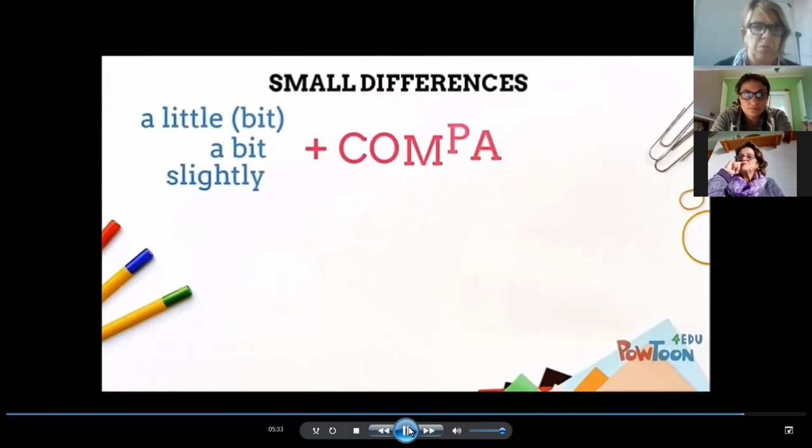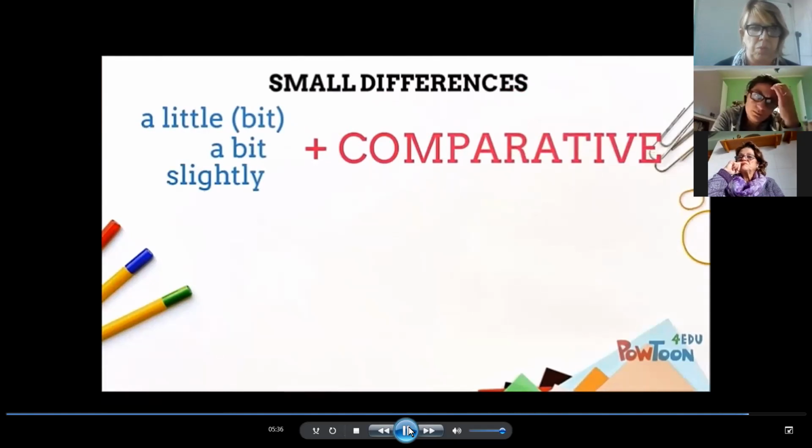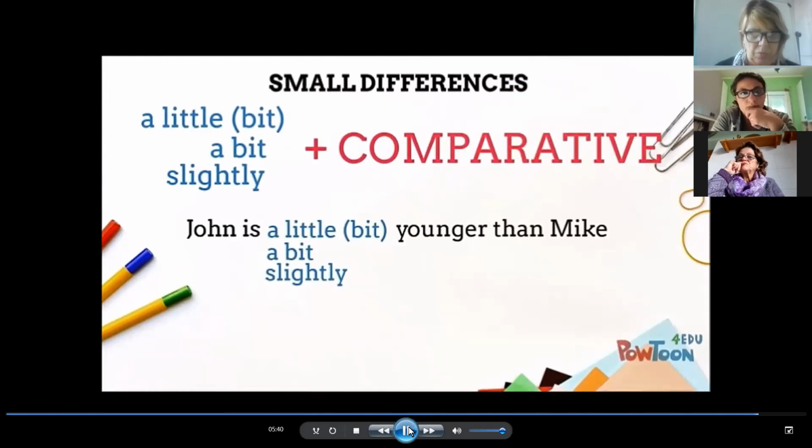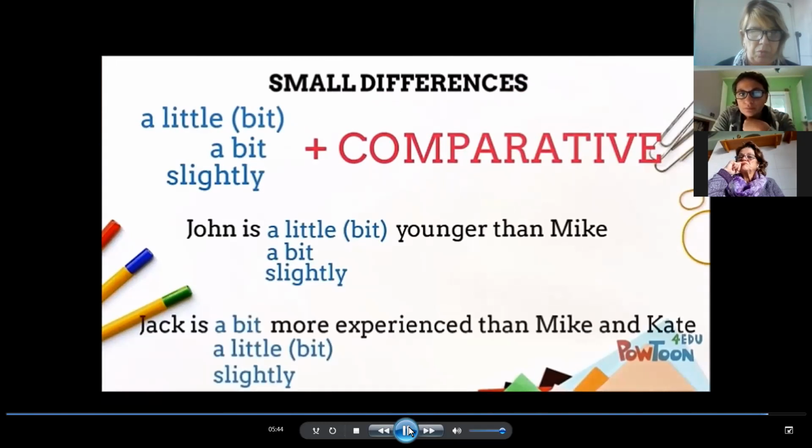When we talk about small differences, we use the words a little bit, a bit, slightly, plus the comparative. For example, John is a little younger than Mike. John is a bit younger than Mike. John is slightly younger than Mike.